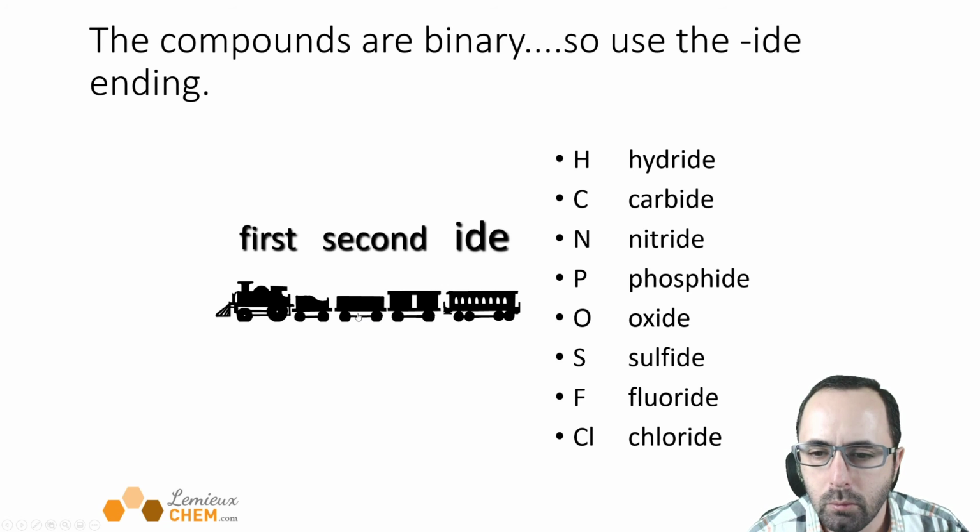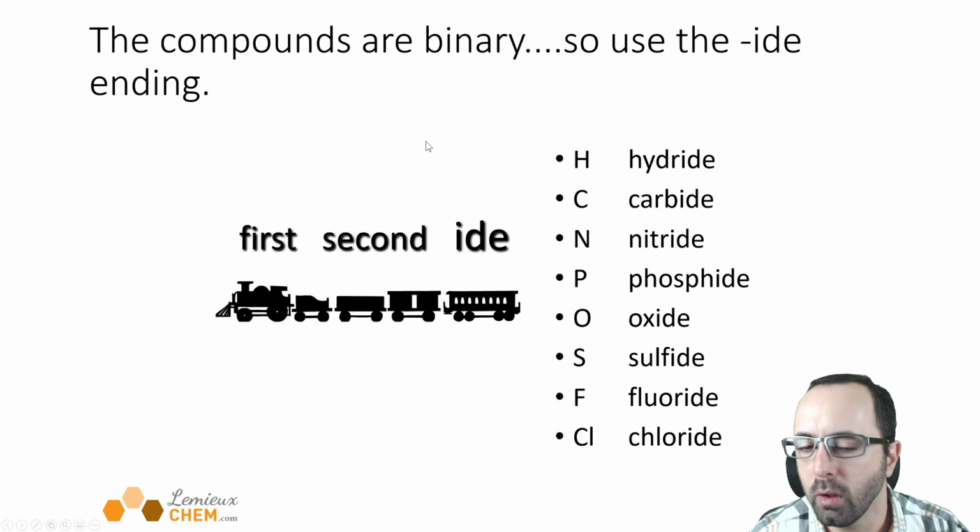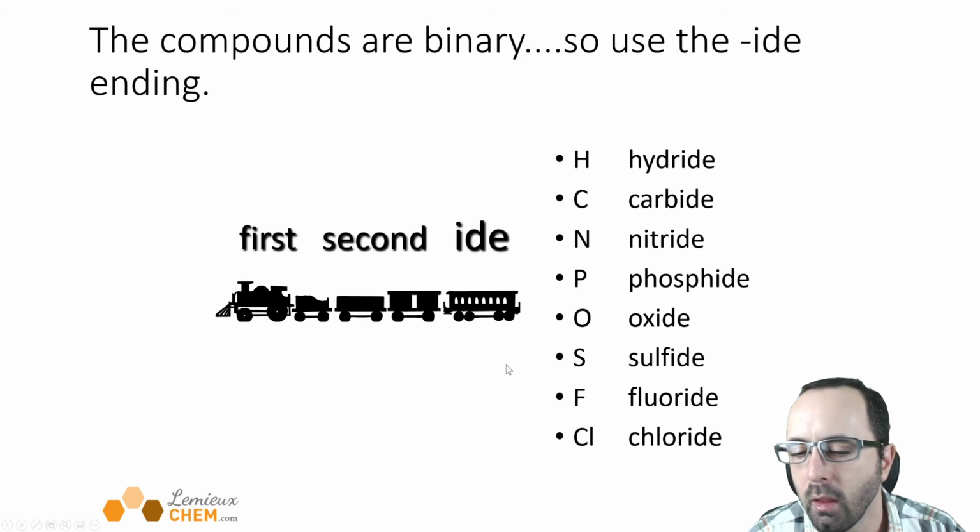So remember that these compounds are binary. The ones we're doing only have two types of atoms in them. So the second one is always going to end with "ide," and this is what it looks like for each of the common nonmetal elements. Hydride for hydrogen, carbide, nitride, phosphide, oxide, sulfide, fluoride, chloride, bromide, and so forth. They end with "ide" if they're at the end. "Ide" goes at the very end.